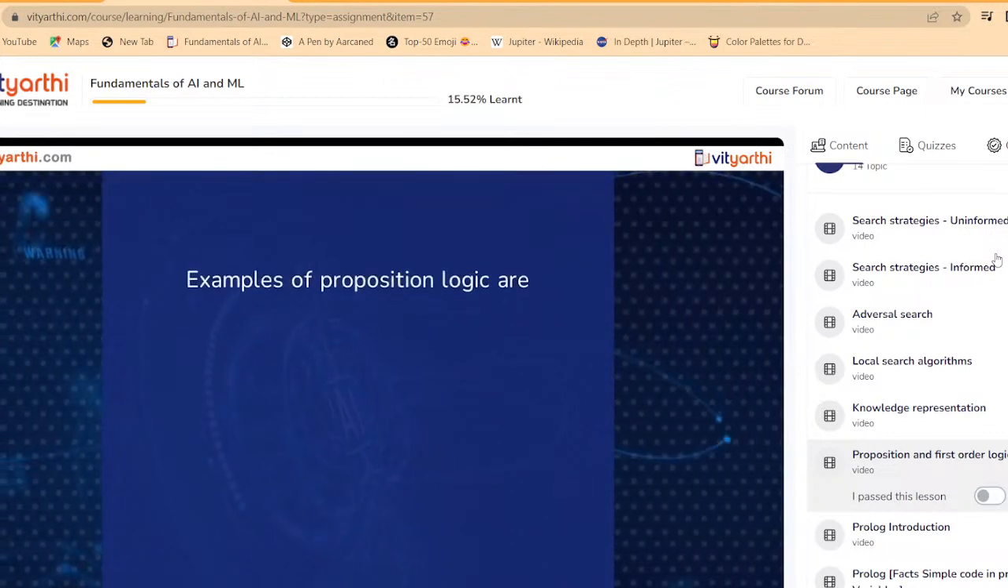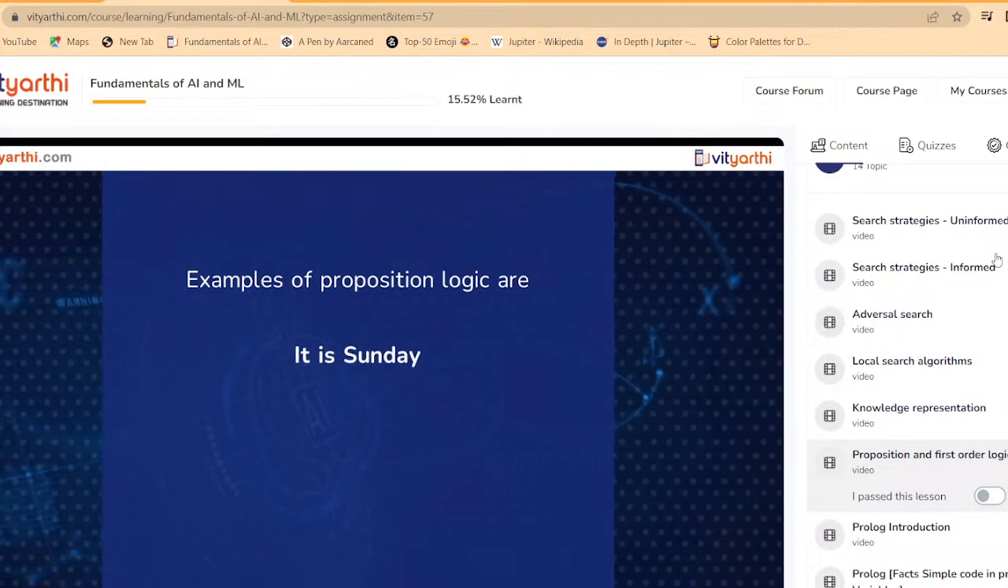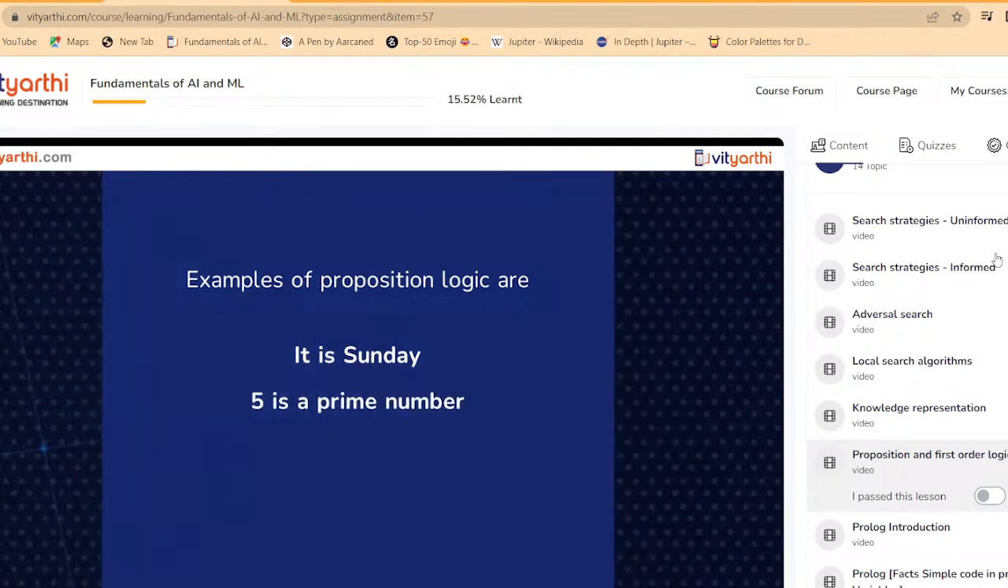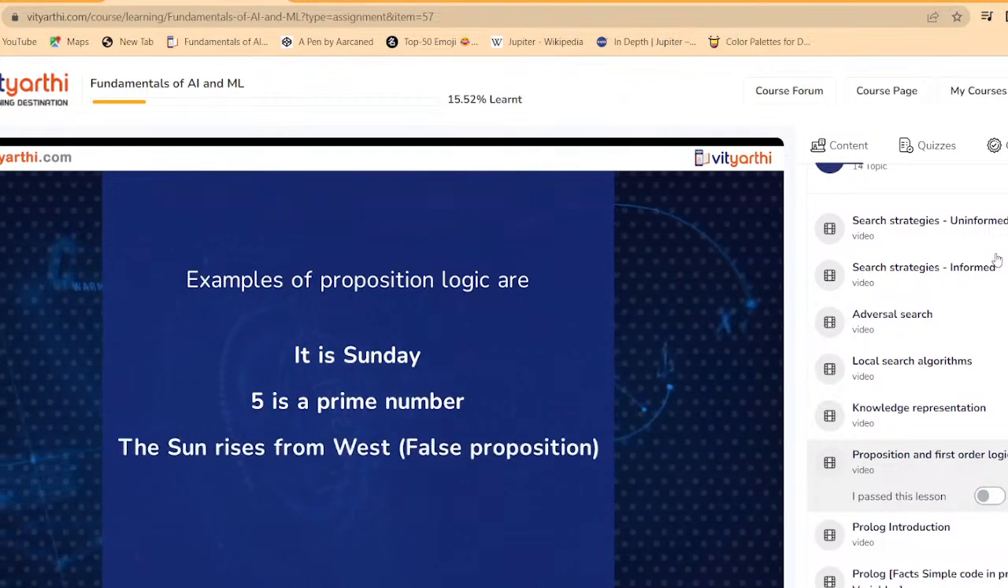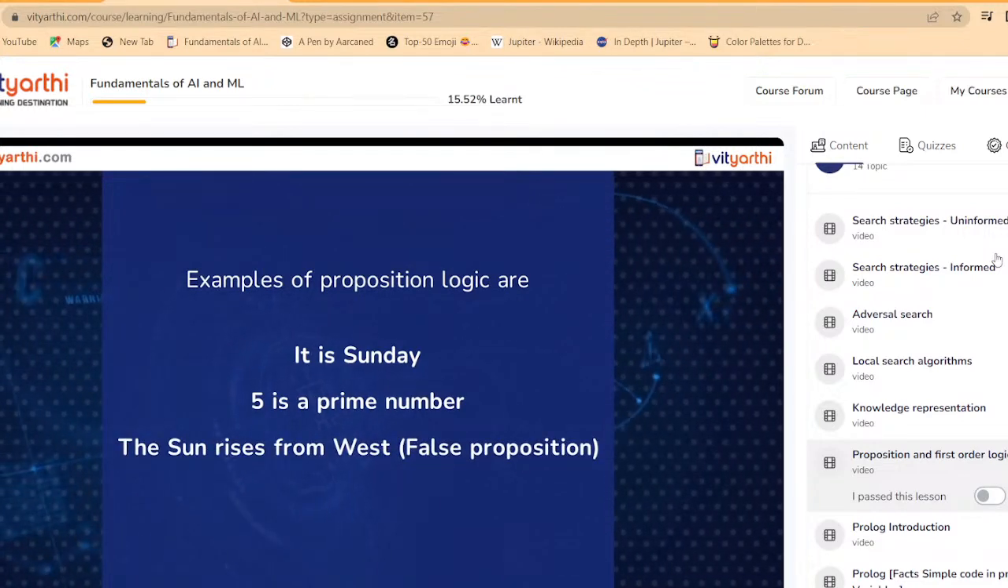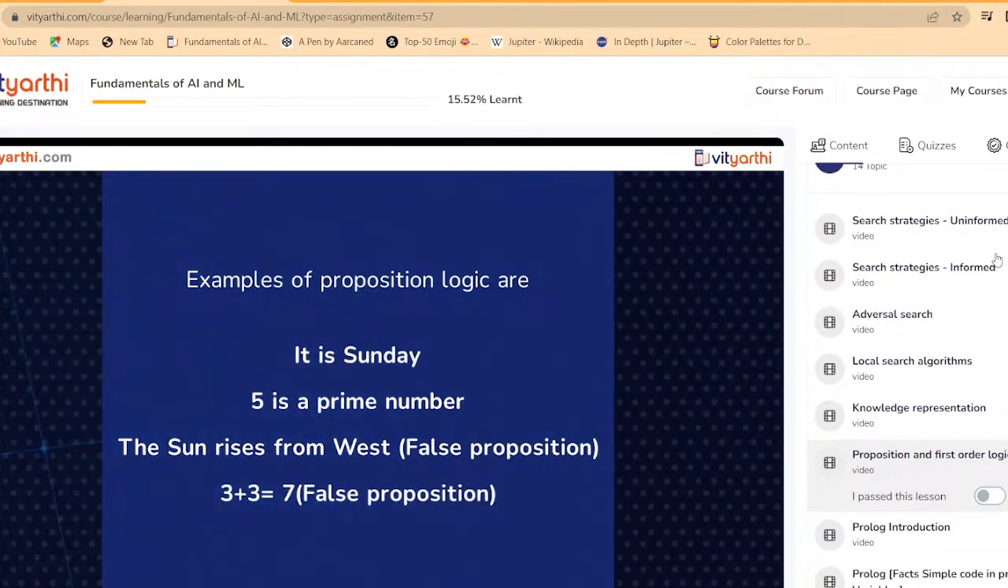A few examples of propositional logic are: "It is Sunday" is a true proposition. "5 is a prime number" is also a true proposition. "The sun rises from the west" is a false proposition. "3 plus 3 is equal to 7" is a false proposition.